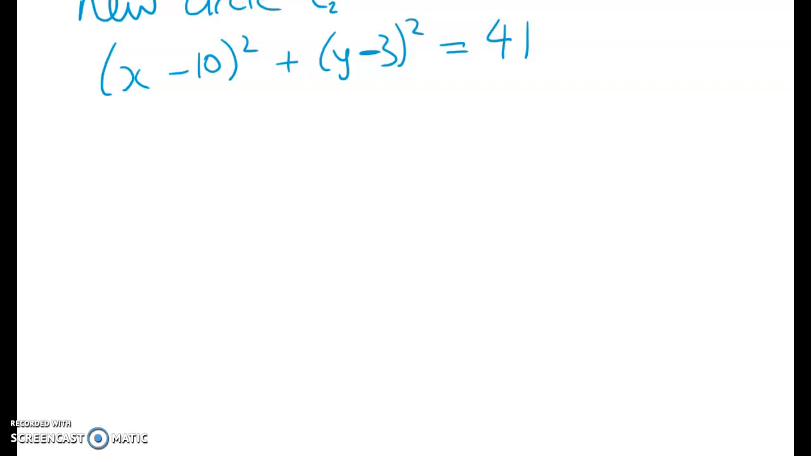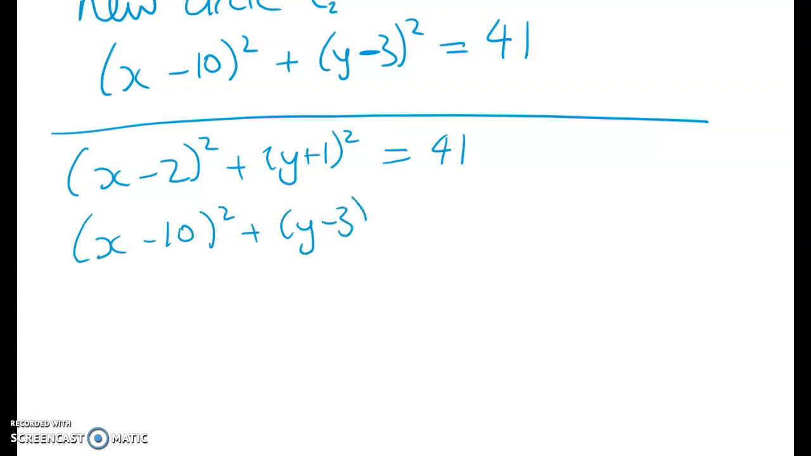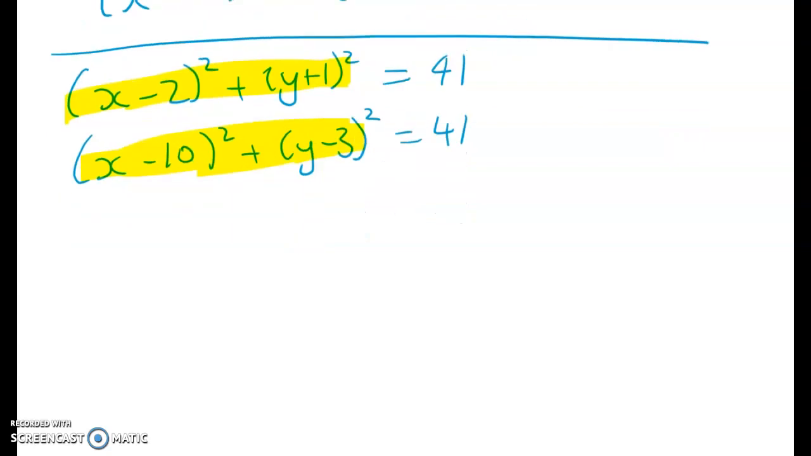Right, so finding points R and S. Well, we've got x minus 2 squared plus y plus 1 squared equals 41. And we've got x minus 10 squared plus y minus 3 squared. And that also equals 41. So that means that this has to equal this, because they both equal 41. So I have to expand a couple of quadratics and then simplify.